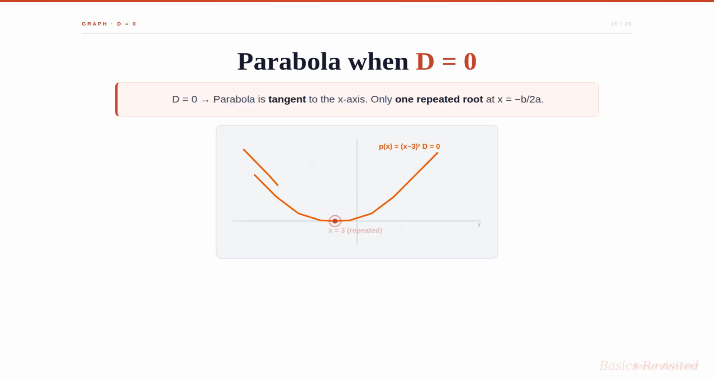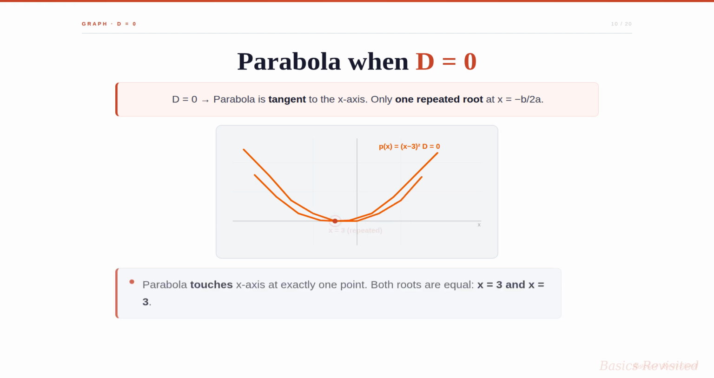When D equals 0, the parabola touches the x-axis at exactly 1 point. For p of x equals (x minus 3) whole squared, the vertex sits directly on the x-axis. The single blinking circle shows the repeated root, x equals 3. Both roots are equal to 3.